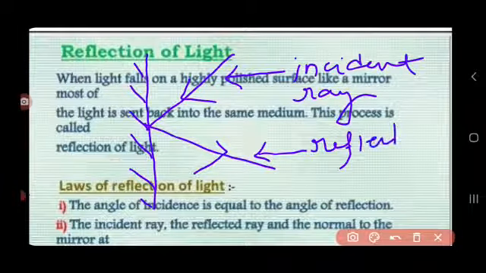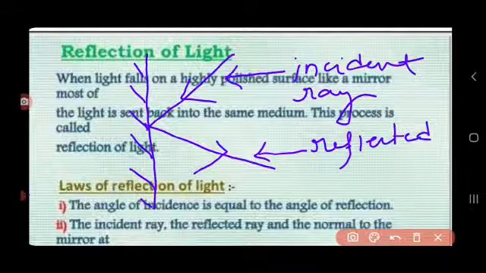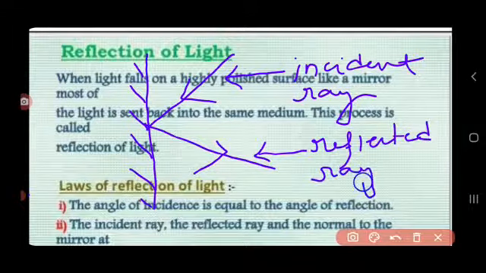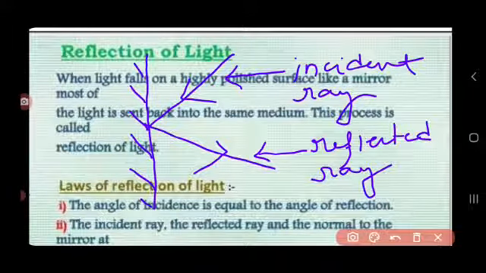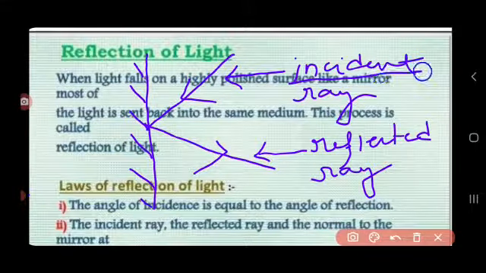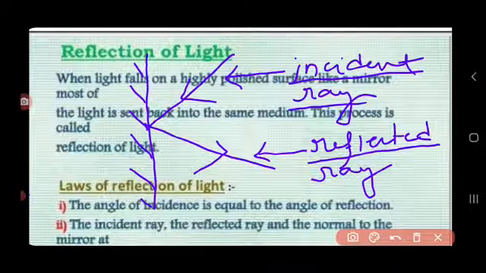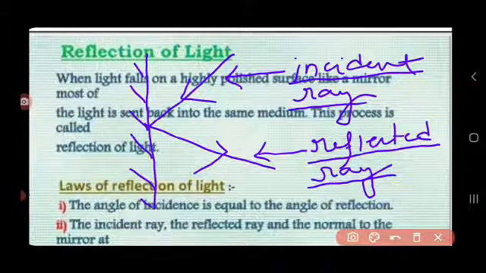Now we deal with the laws of reflection. There are two laws. First one, angle of incidence is equal to the angle of reflection, and second one, incident ray, reflected ray and normal all lie on the same plane.